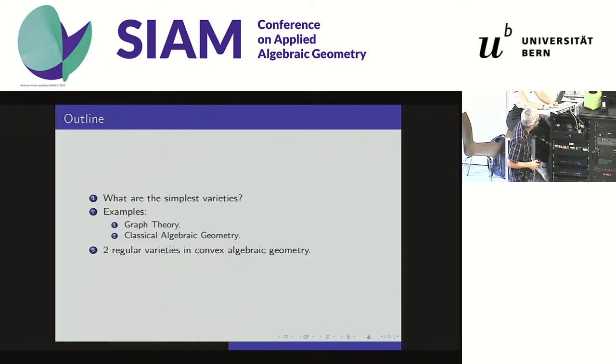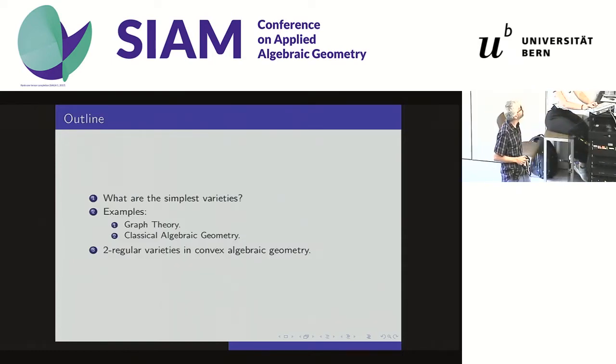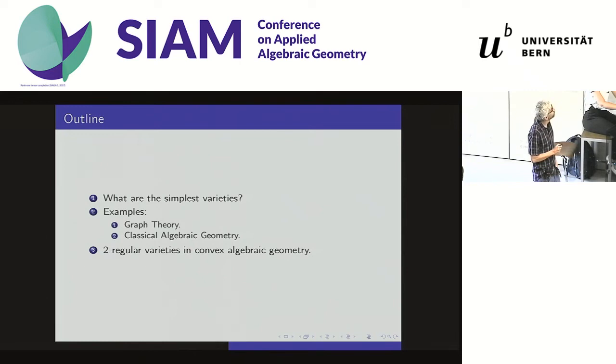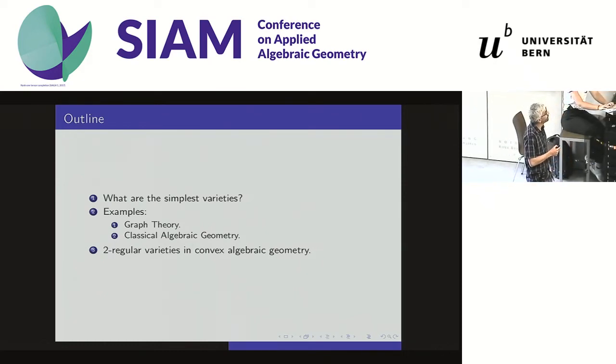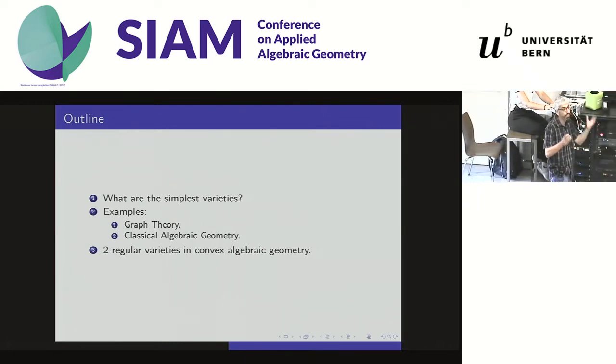So now, specifically, the talk is going to be split into 3 parts. The first one is I will try to explain what we mean by simplest varieties. So I will describe an objective measure of complexity, not in the sense of computational complexity, but just in the sense of difficulty of a variety. And then we will define two regular varieties as those for which this difficulty is as small as possible. Then we will look at where these varieties arise, let's say in nature.